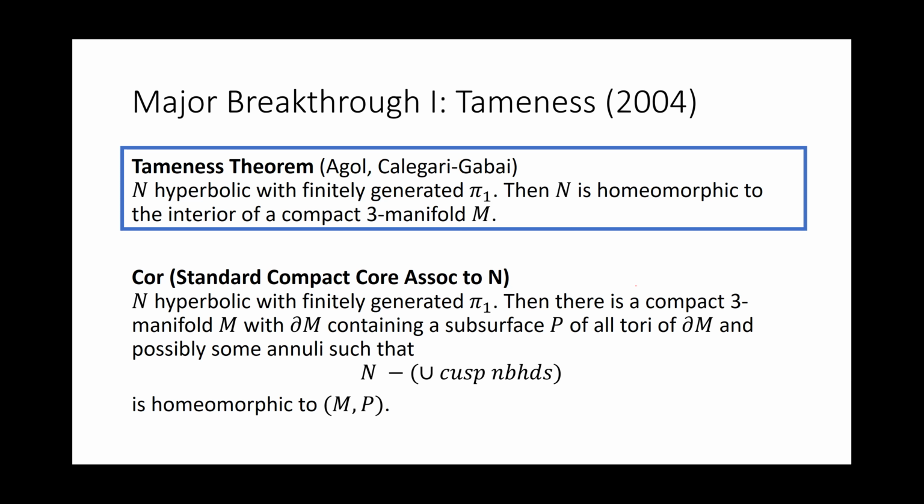As a corollary, you get a standard compact core, which is associated to N. If you have any hyperbolic manifold N with finitely generated fundamental group, you know there must be a compact manifold such that N is the interior of it. And the boundary will contain a subsurface that has all the cusps inside of it. So if you take N minus a union of all these cusp neighborhoods, then you get this topological manifold that's homeomorphic to your paired manifold M, P.